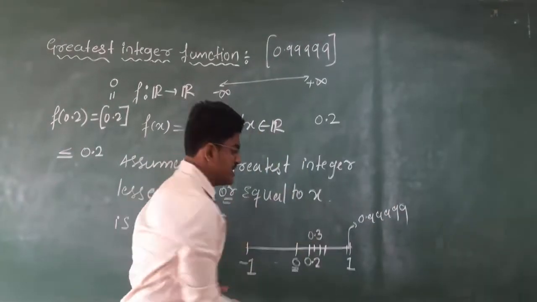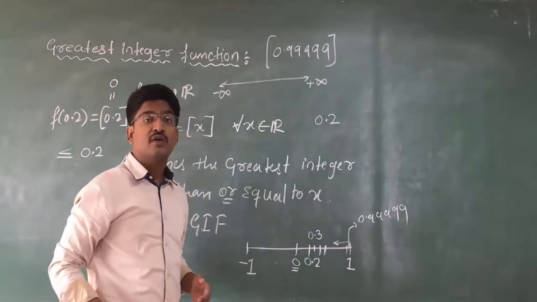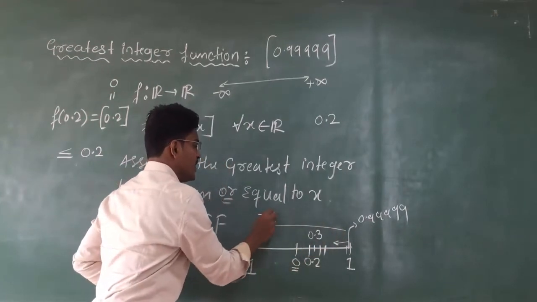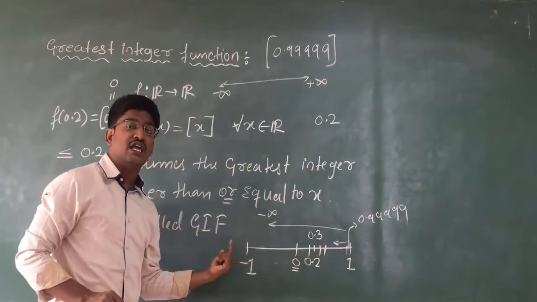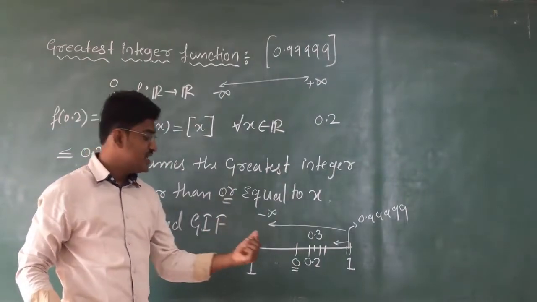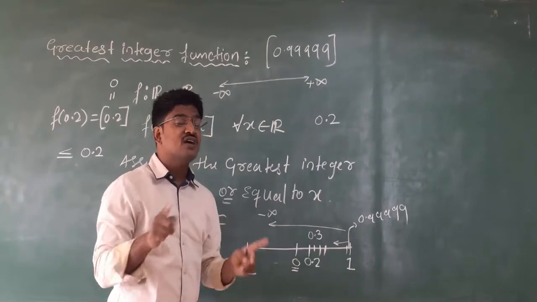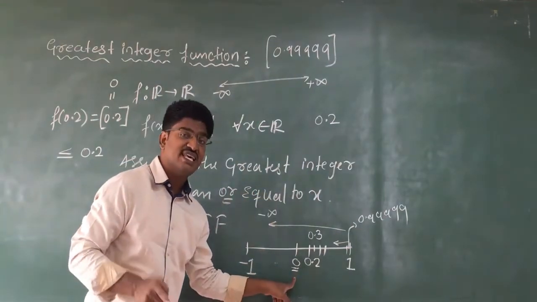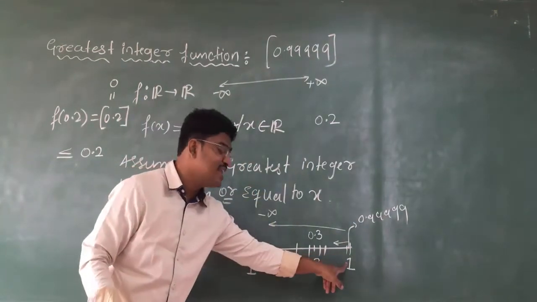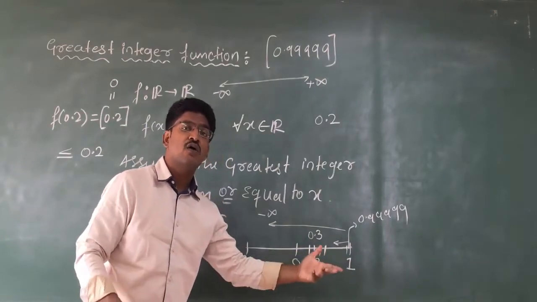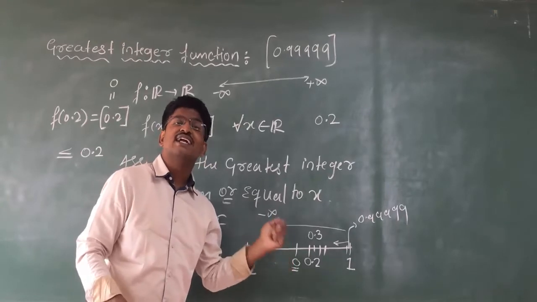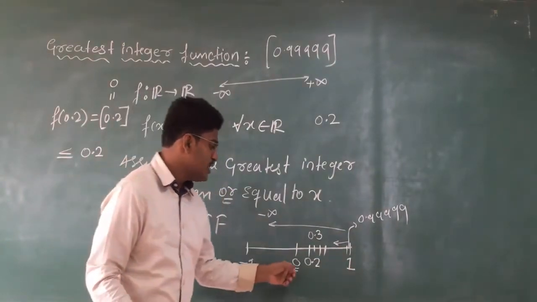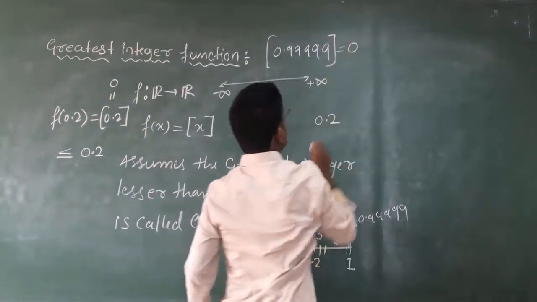So lesser than this means you have to go left hand side. You have to go towards 0, towards negative infinity. While going to negative infinity, which one is the greatest integer? That is 0, because there is no other integer lesser than 0.999 which is greater than 0. Is there any integer greater than 0 in between 0 and 0.999? No. Because 0 is the only greatest integer for 0.99999. So the output of this will also be equal to 0.